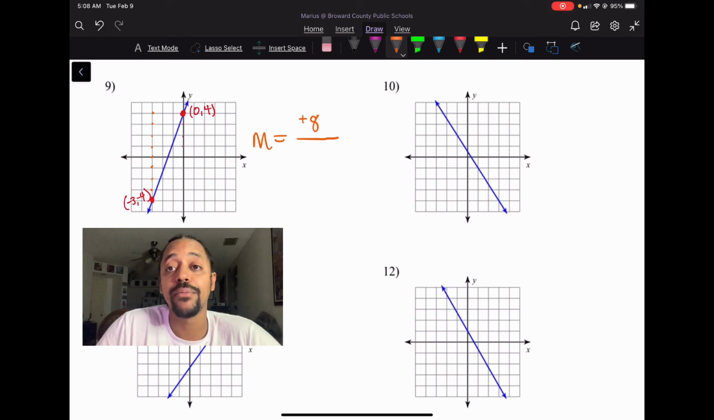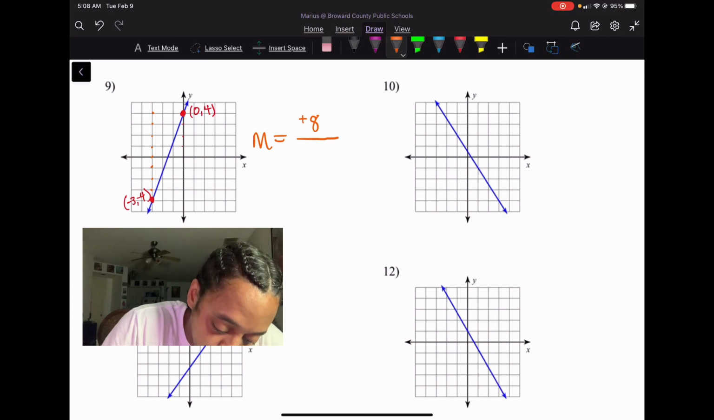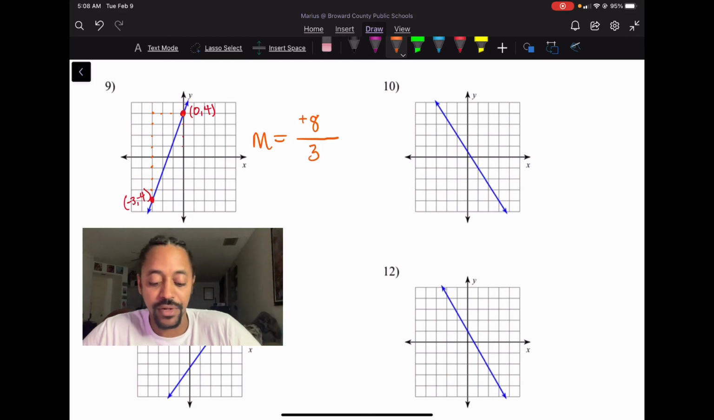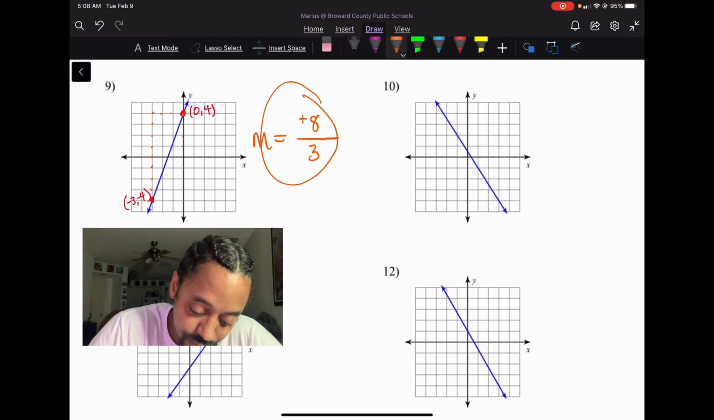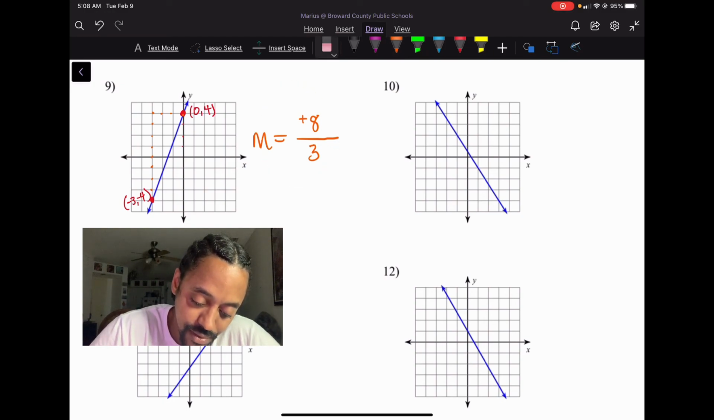Okay. Now the bottom number is always how many units you had to go to the right. So when I go to the right, I do 1, 2, 3. So that was 3 units to the right. So our slope for number 9 is m equals positive 8 over 3. Final answer.